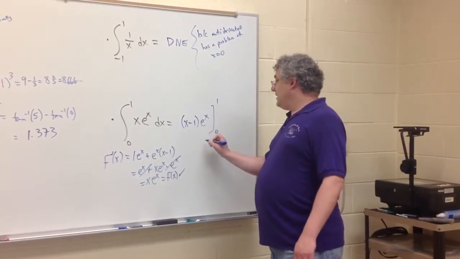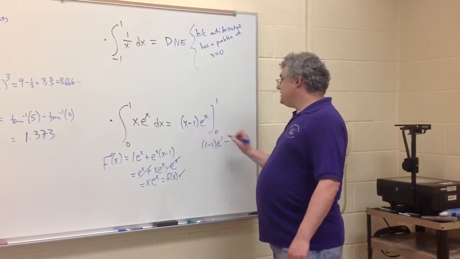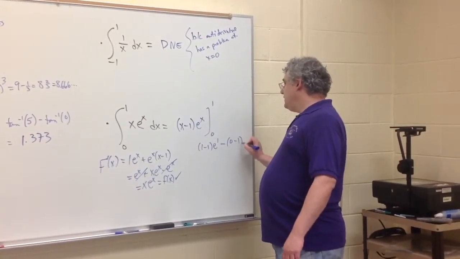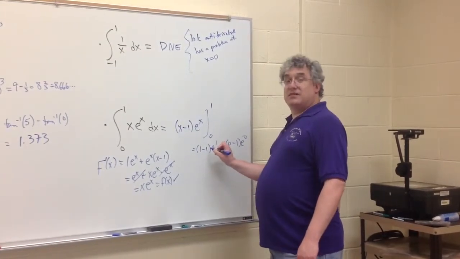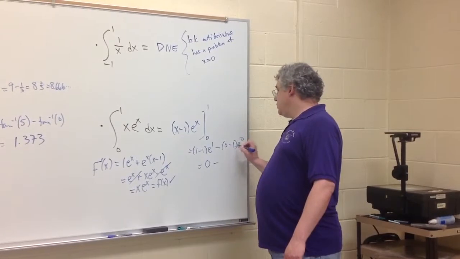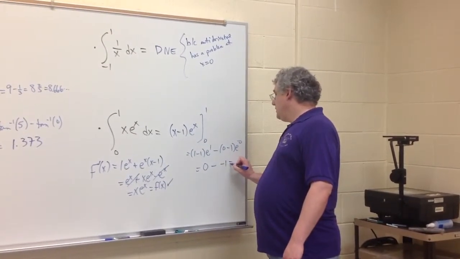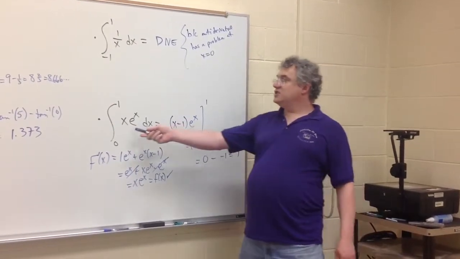Put 1 in. We get (1 minus 1) e to the 1, minus, plug 0 in, (0 minus 1) e to the 0. Now 1 minus 1 is 0, so 0 times anything is 0. 0 minus 1 is minus 1, times 1 is minus 1, and subtracting that gives plus 1. I just get a total of 1. This function's integral is 1.